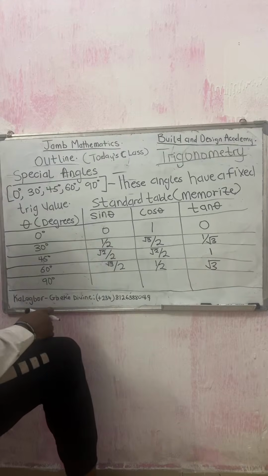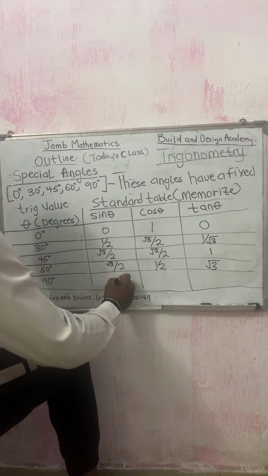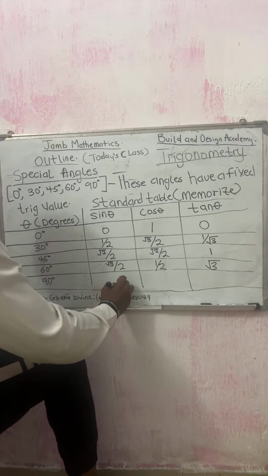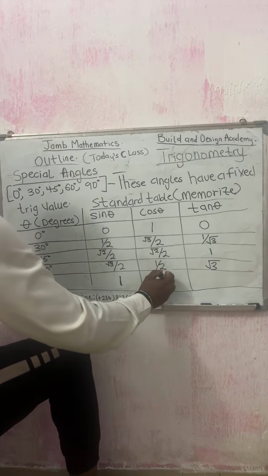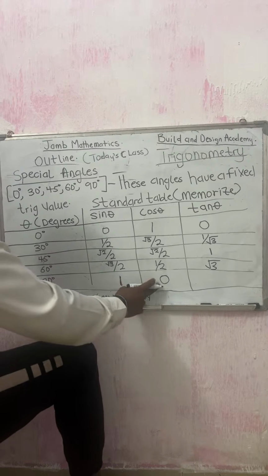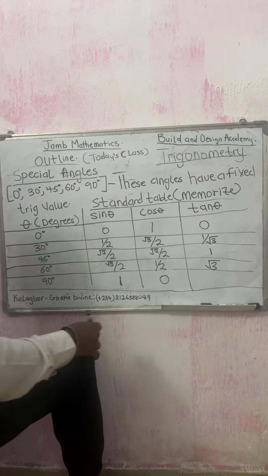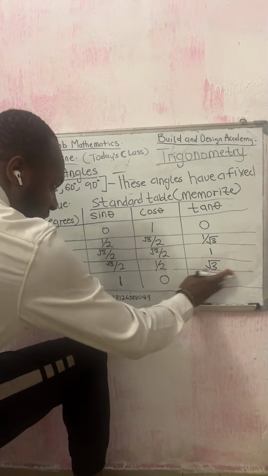Now, sine 90 degree will give you 1. And cos 90 degree will give you 0. Now, 1 divided by 0 will be undefined, so it will give you infinity. Positive infinity.